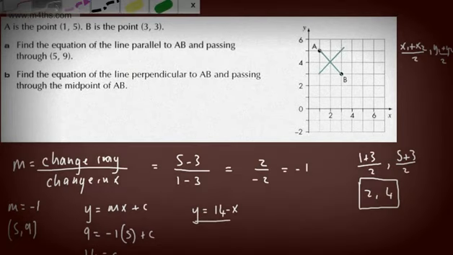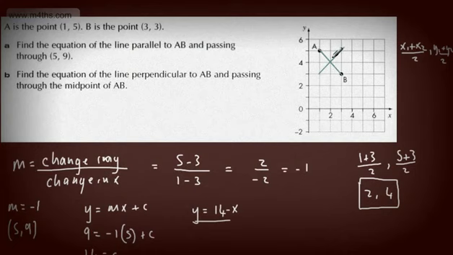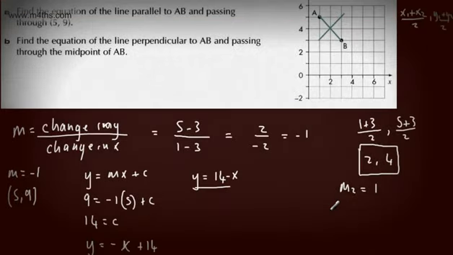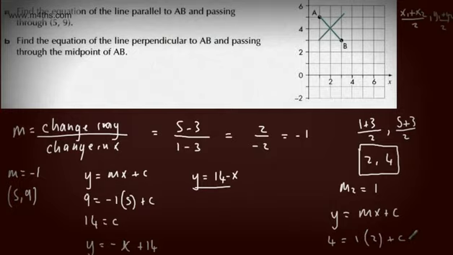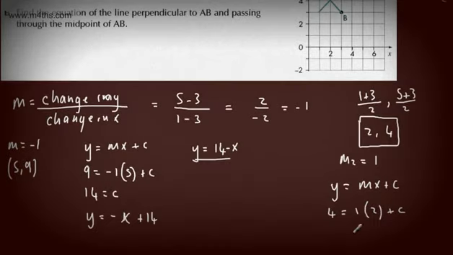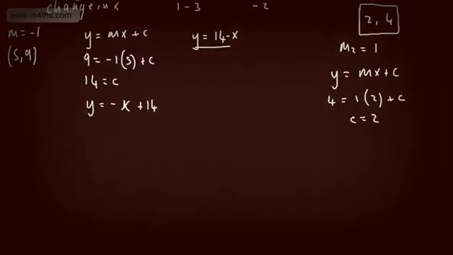So let's write this out then. The gradient of this is going to be positive 1, as it's the negative reciprocal. So m2 is equal to positive 1. If the gradient of AB is minus 1, then the gradient of the perpendicular is positive 1. So y is equal to mx plus c. Putting this in, 4 is equal to 1 lot of 2 plus c. Subtracting the 2 from both sides, c is equal to 2. Putting all of that back together, y is equal to 1x, which is just x, plus 2.